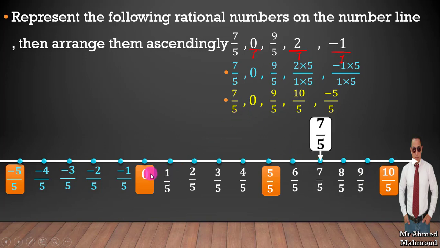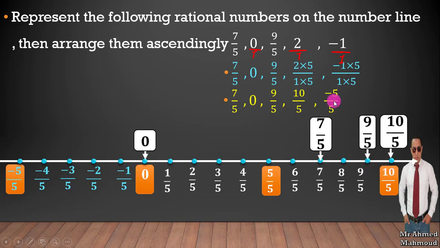0 here, 9 over 5 here, 10 over 5 here, negative 5 over 5 here.